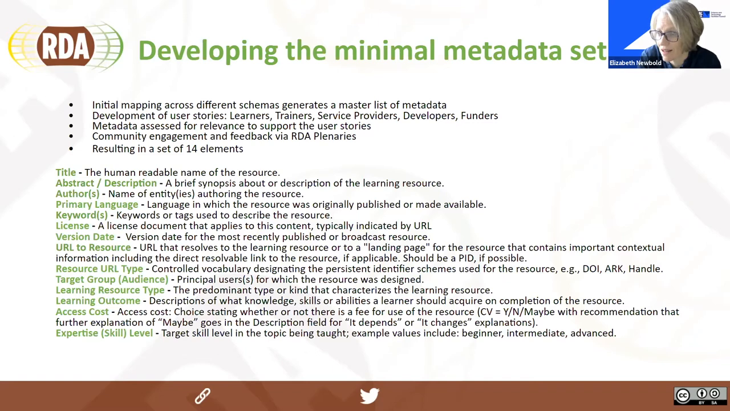I know some of you are probably thinking, wow, 14 is still quite a lot for a minimal set, but we actually wanted it to be specific for learning resources as well. That's why it's longer than just a few key things like title. We needed to have some elements that are actually about learning resources. So you'll see things like the target group or audience, the learning resource type, the learning outcome, and other things like the expertise level. So this is our minimal set, which we're still putting some text around and some explanation. And that's it, really. That's my few minutes on giving you a flavour of what we're doing. But we really want to see how this minimal set works in real life and can be applied to catalogues and learning resources.